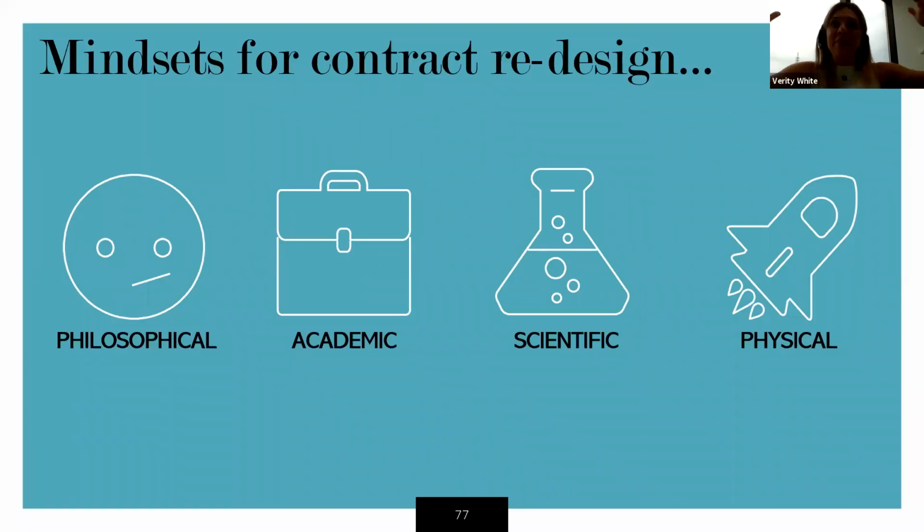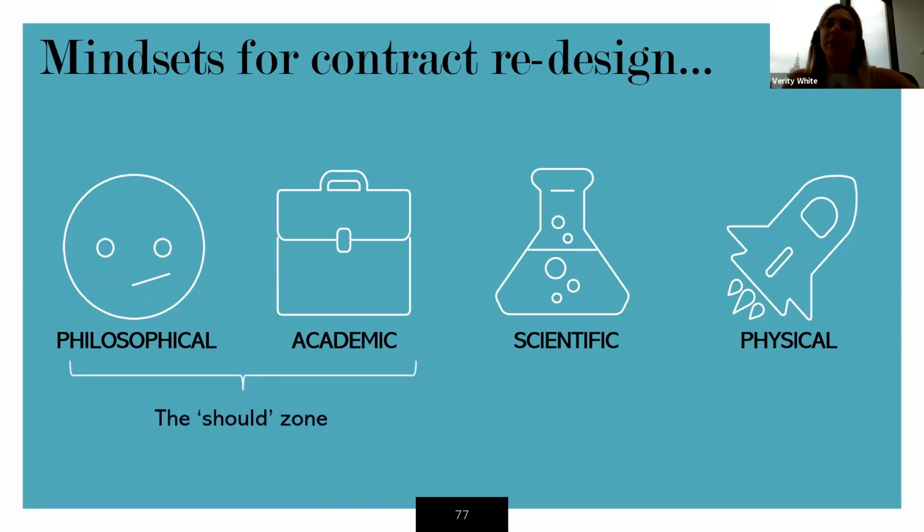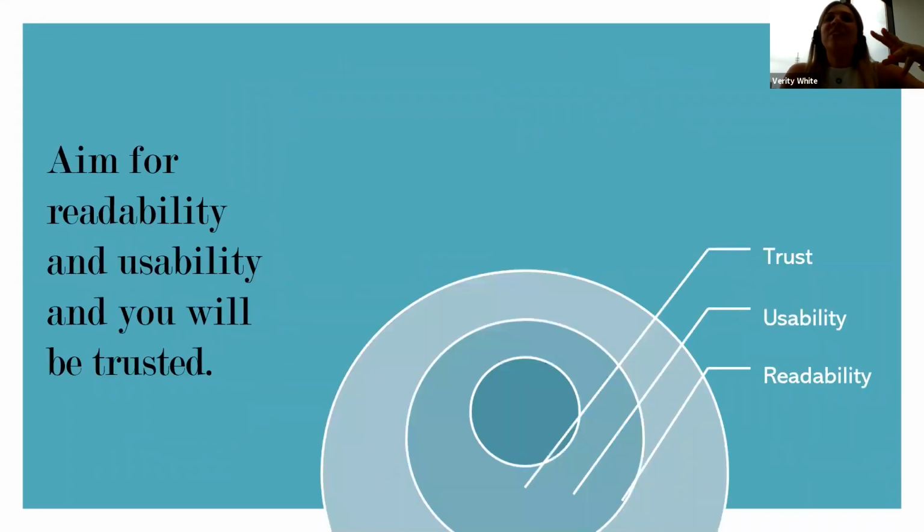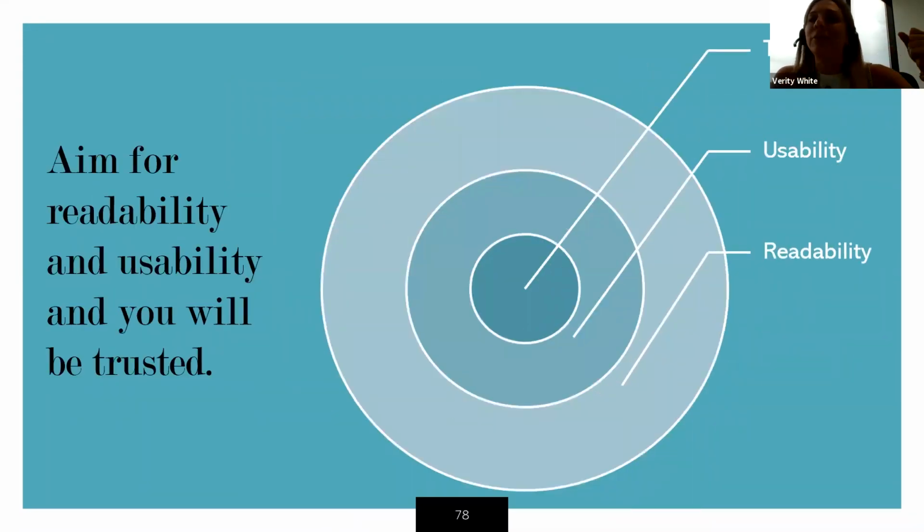When we are thinking about contract design overall, each step is really important, obviously, but you don't want to spend too much time thinking about what you should do or researching contracts. That is the should zone. We want to be in the doing zone. We want to be testing. We want to be physically redrafting. We want to be in that doing zone, being scientific, being physical. So I encourage everyone to redesign for readability, usability, and you'll get that trust within your contracts and organizations.